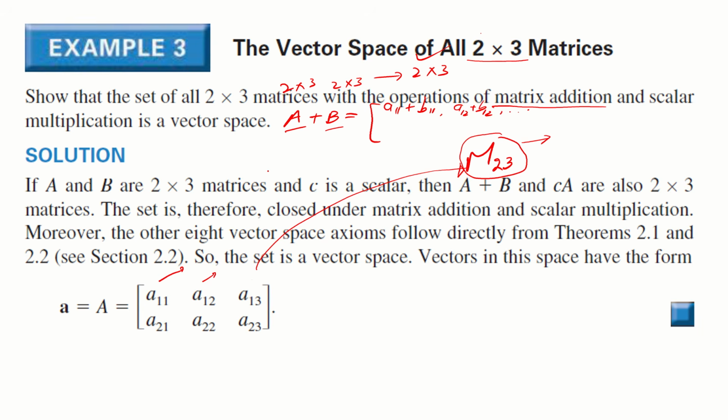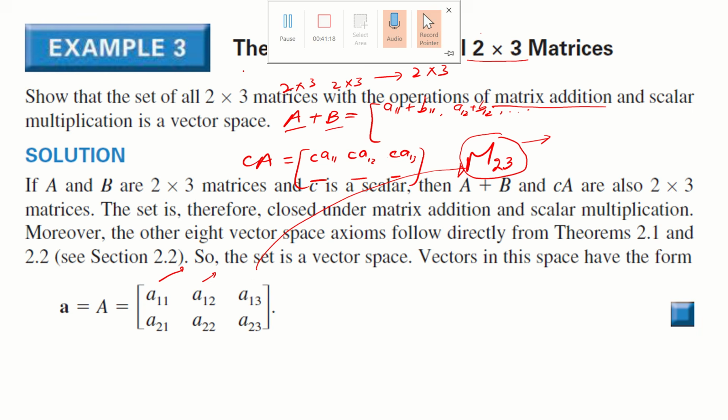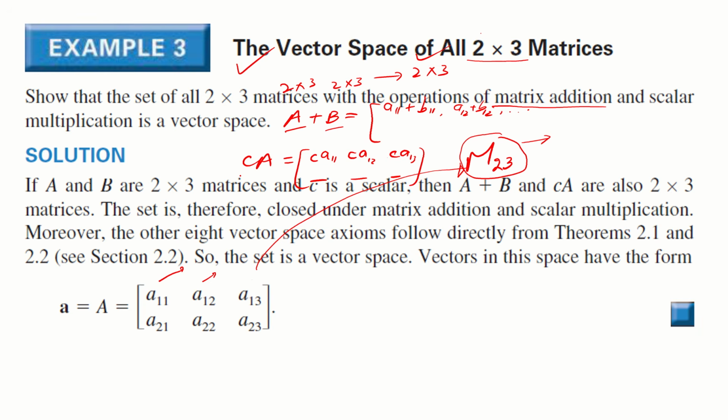Whereas the scalar multiplication in matrices is defined as multiplying every entry of the matrix by that scalar. So CA11, CA12, CA13, the same thing in the second row as well. So all conditions are satisfied in this case as well. So this set is also forming a vector space. I hope you can check all these conditions. Because the matrix is satisfying the closure property, the answer is yes, it does.